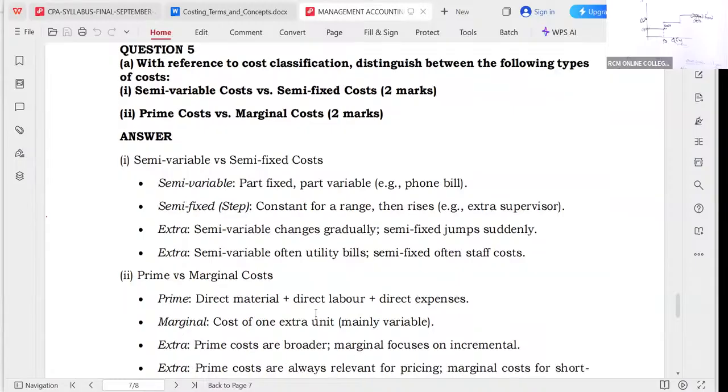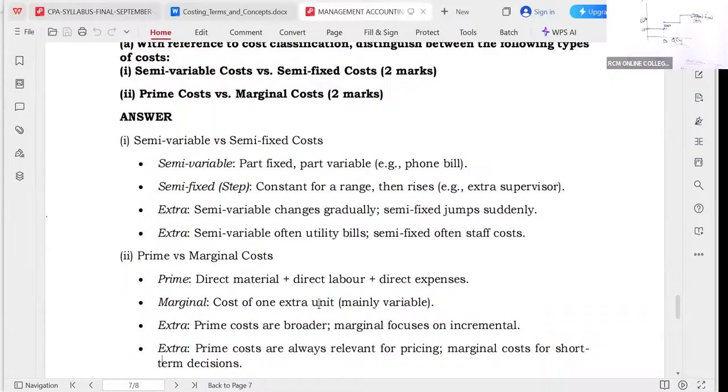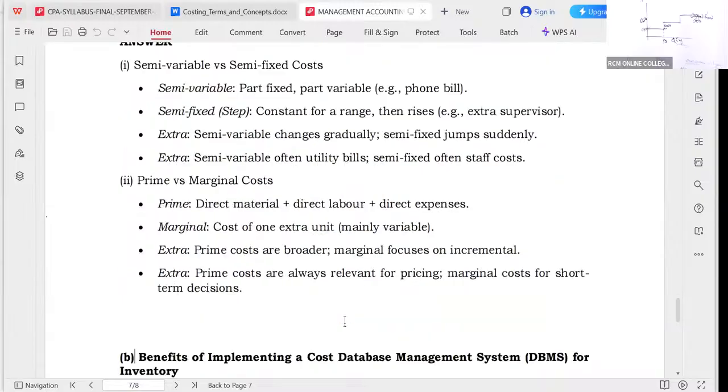And then marginal costs, these are the cost of one extra unit, mainly variable. Prime costs are broader. Marginal costs focus on incremental cost. I think that's good enough.